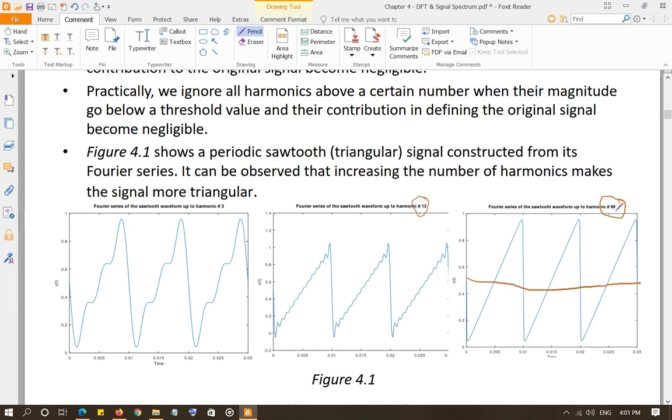Let's say you set the threshold so that any harmonic magnitude below 0.01 will be neglected, because its contribution to the shape or to the power of the original signal is insignificant. So you look for that harmonic, and let's say it comes out to be the 15th harmonic. All the harmonics above 15 are neglected when you are analyzing the signal. When you add all the components up to the 15th harmonic, you should get your original signal back.